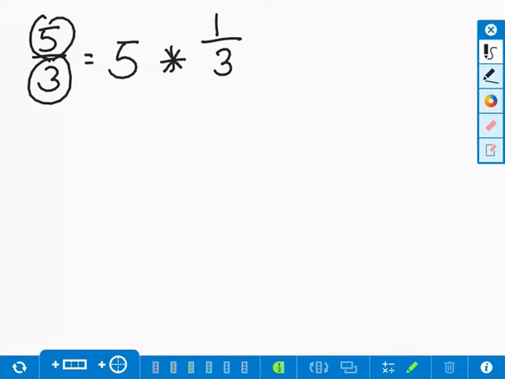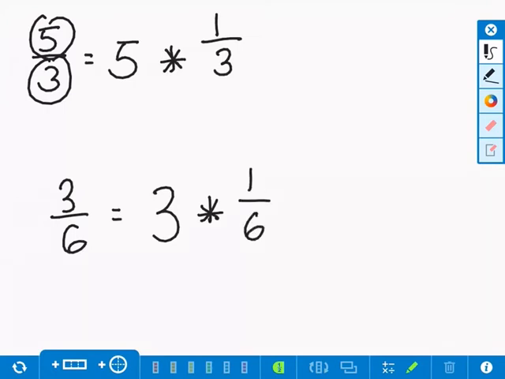And it doesn't just have to be thirds. It could be anything. If I had 3/6, that is equal to 3 times the unit fraction, which is 1/6. Okay, we're going to keep practicing this in our math journal pages, so turn to page 234.